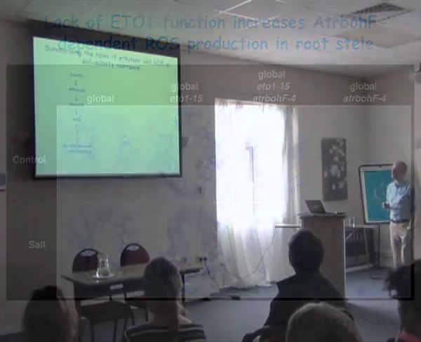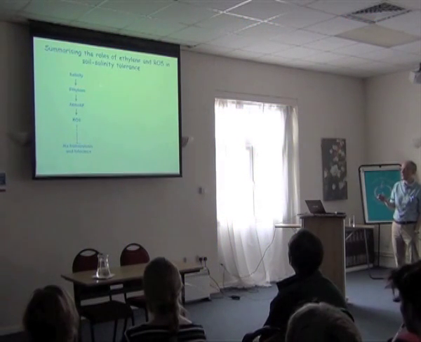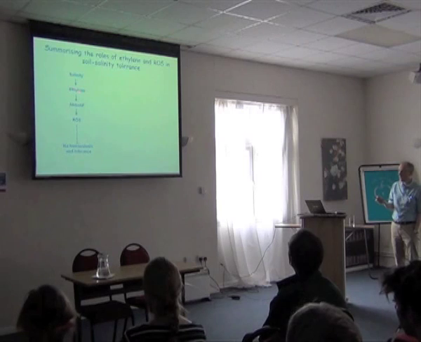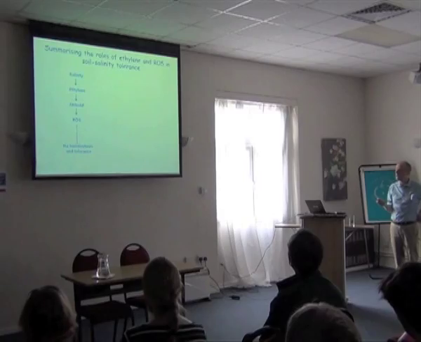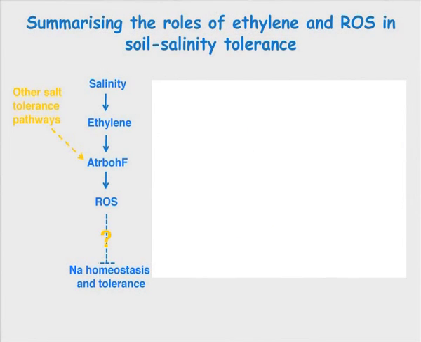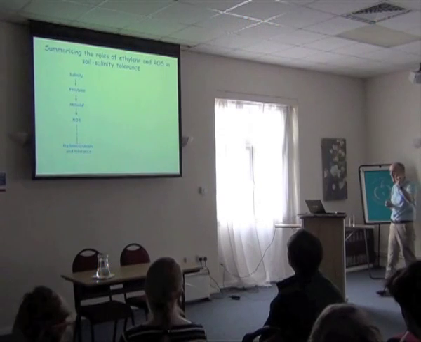So that then enables us to put together a kind of picture of all of this. So salinity, it's already well established in the literature that soil salinity increases the levels of ethylene in plants. That ethylene stimulates the activity of A2RBOHF. A2RBOHF increases the levels of ROS, and ROS then regulates sodium homeostasis and tolerance, homeostasis of salt within the xylem sap, and plant tolerance by regulating the amount of salt that gets transferred up to the shoots of plants in that xylem sap.